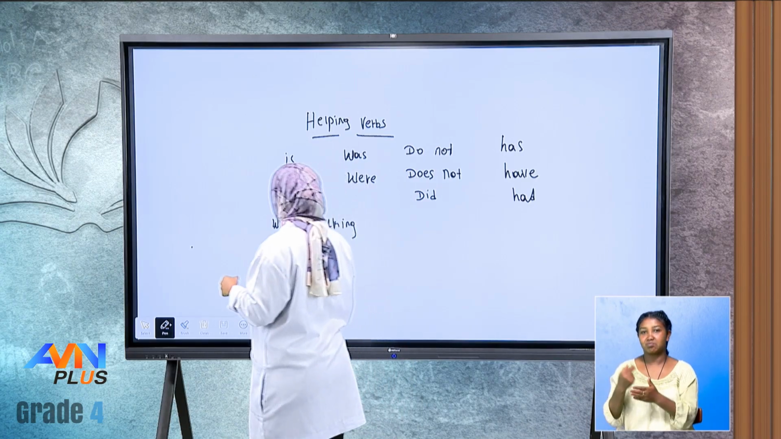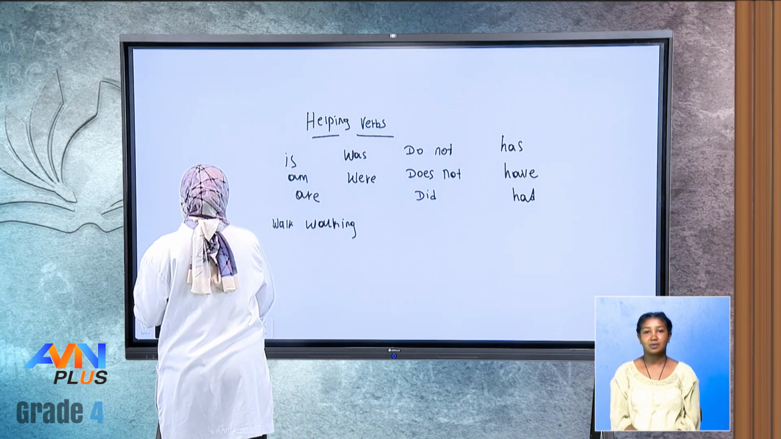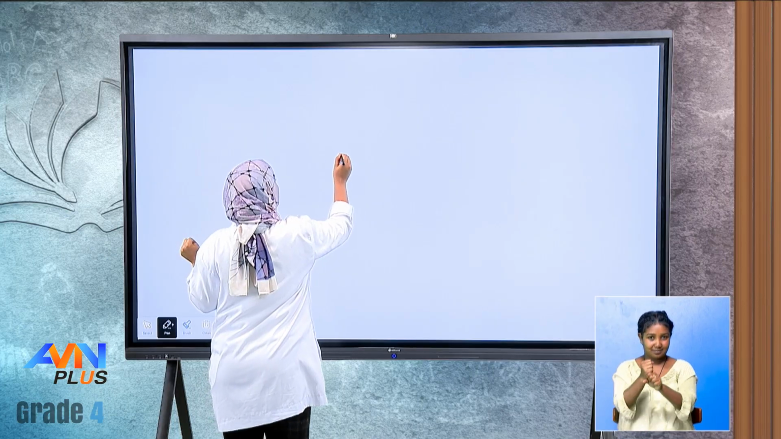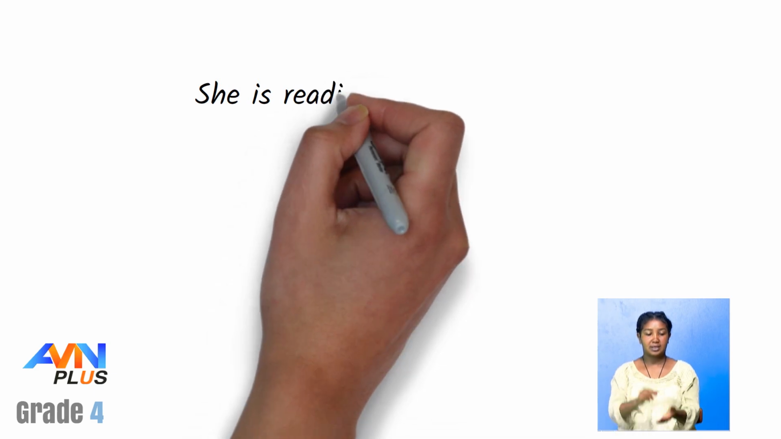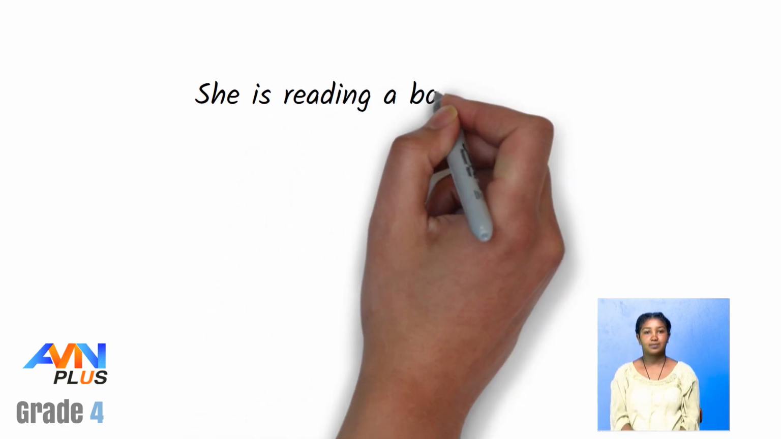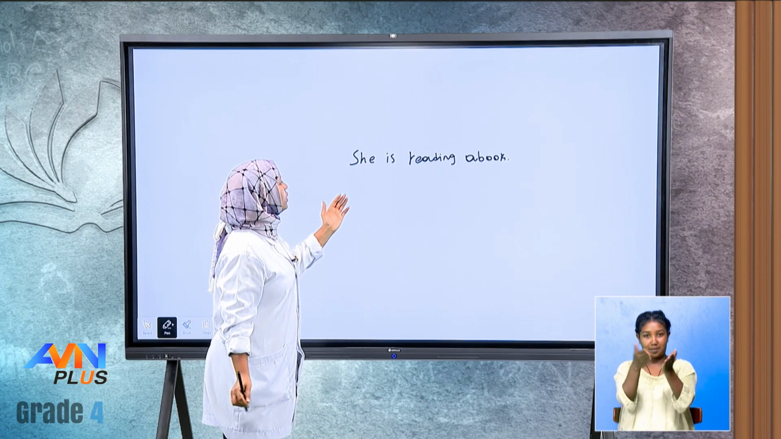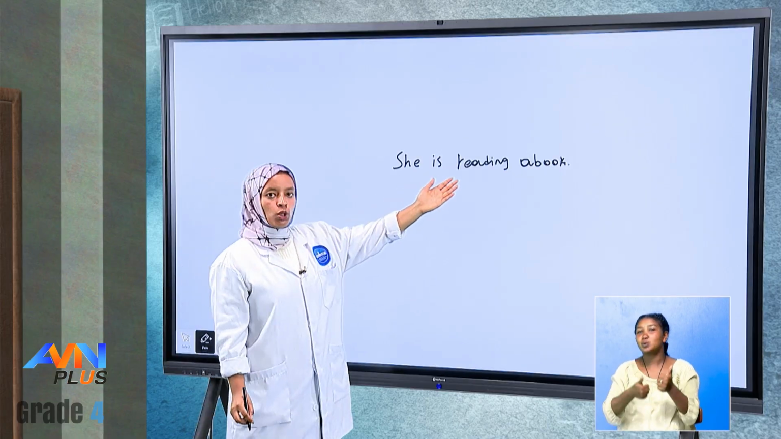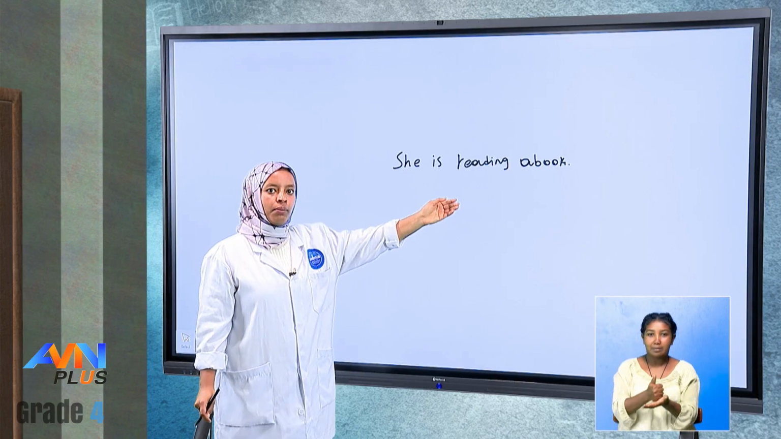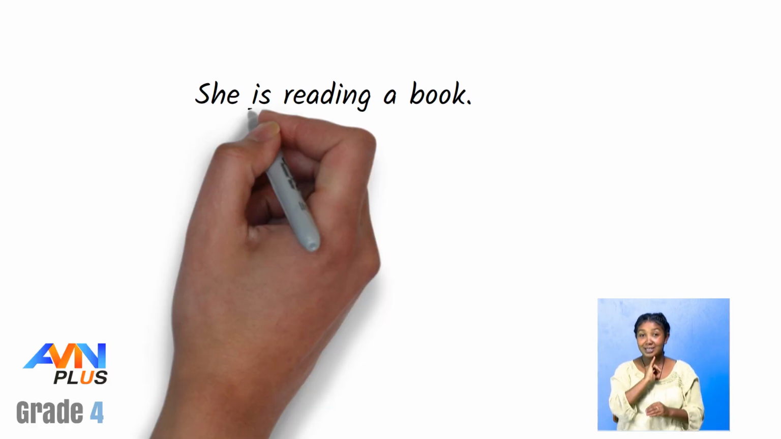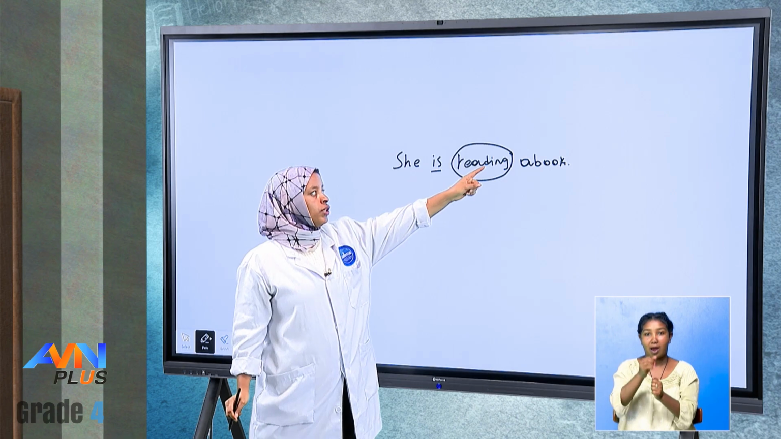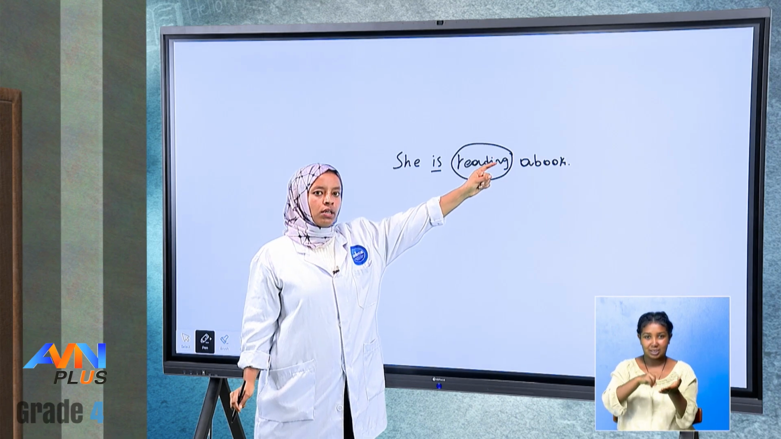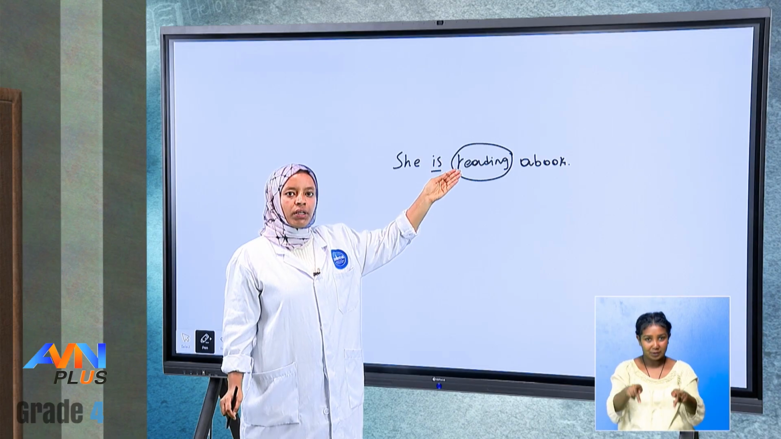Let me give you some examples using different helping verbs. For example, she is reading a book. Students, which one is the helping verb and which one is the main verb? Bravo students. Is is the helping verb. Here is the main verb, reading. As I was telling you before, is is followed by ing verbs. Reading a book. This is present continuous tense.